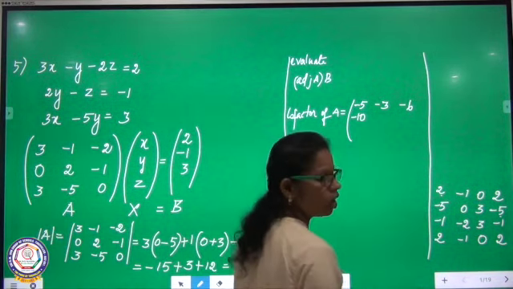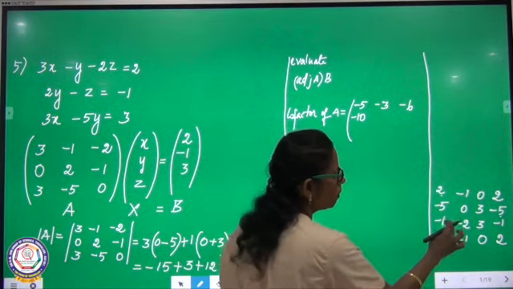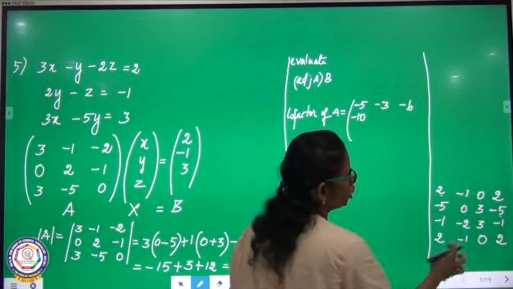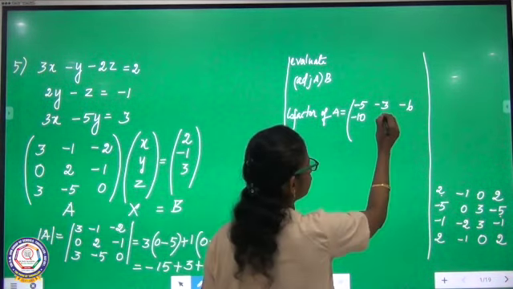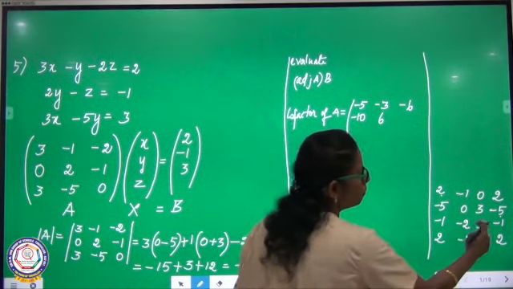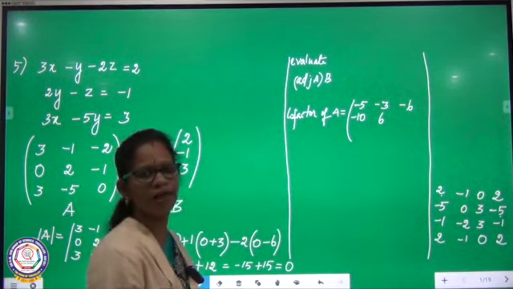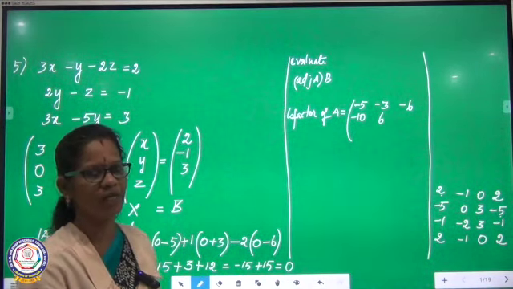Minus 1 into 0, 0. 3 into 0, 0, minus of minus 2 into 3. Minus into minus is plus, so you will get plus 6. Next, minus 3, minus of minus 15, that is plus 15.